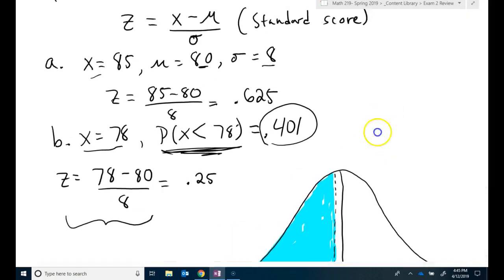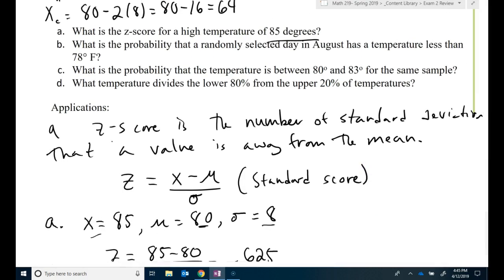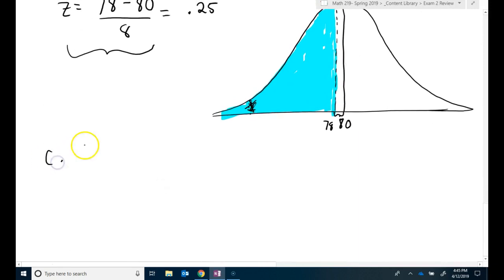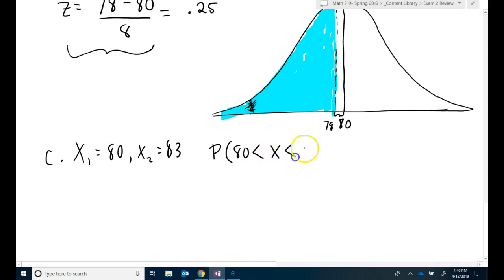Okay? All right, what about the next one? What is the probability that a temperature is between 80 and 83 for, not the same sample, but for this grouping, okay? Well, now, for C, I've got X1 is 80 and X2 is 83. So in this case, I'm actually looking for a range of temperatures. It's continuous, so I can use the less than or the less than or equal to, but I'll just use the less than. That's your probability notation, between 80 and 83, okay?